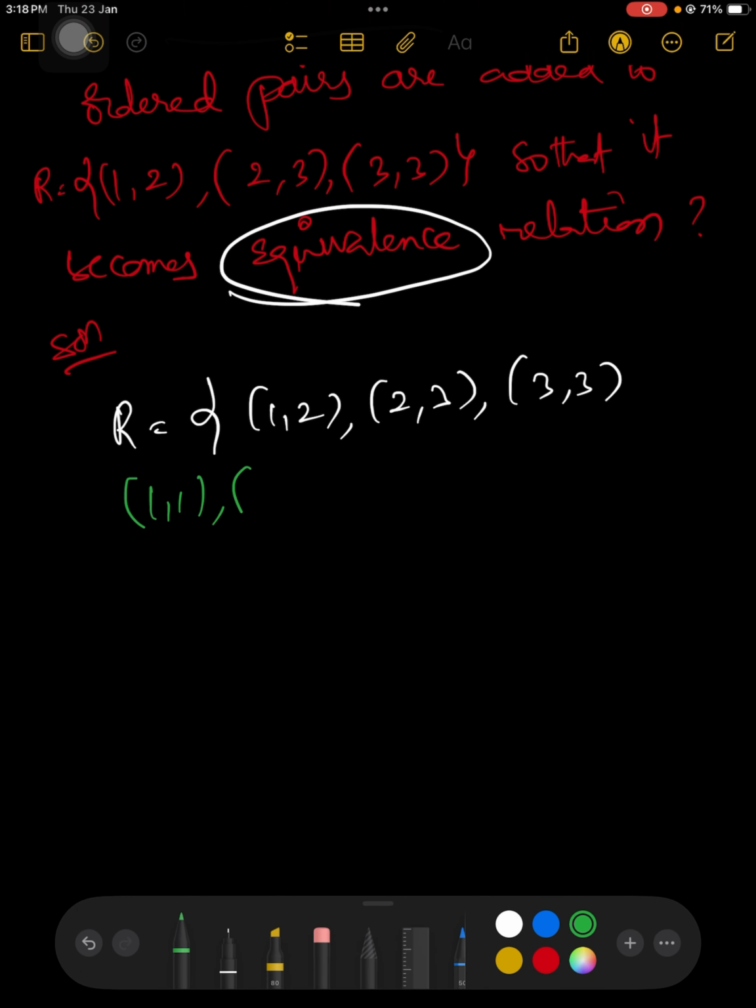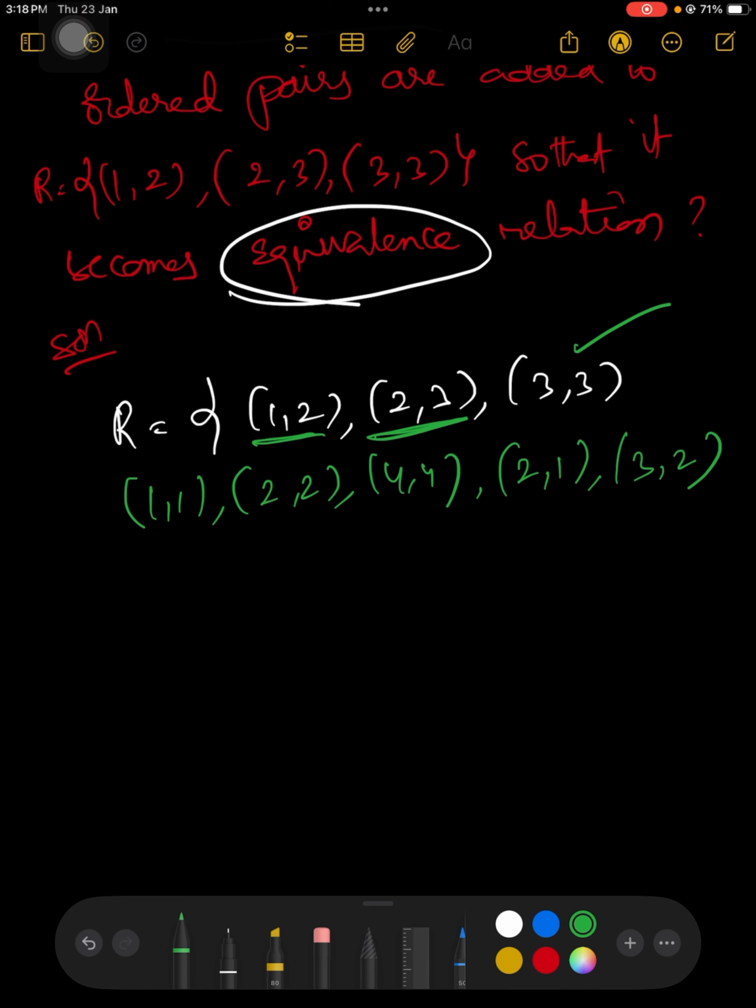(1, 1), (2, 2) and (4, 4) should be there, because (3, 3) is already there. So already (3, 3) and (1, 2) are there. Now with (1, 1), (2, 2), (3, 3), (4, 4), it is reflexive. Now coming to symmetric: (1, 2) is there, we want (2, 1); (2, 3) is there, we want (3, 2). Now move on to transitive: (1, 2) and (2, 3) are there, so we want (1, 3).